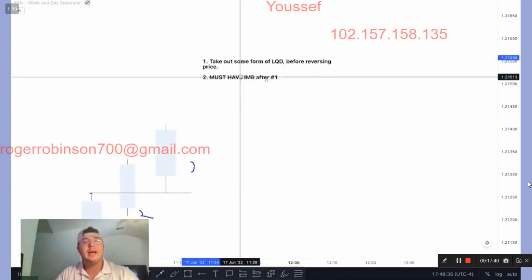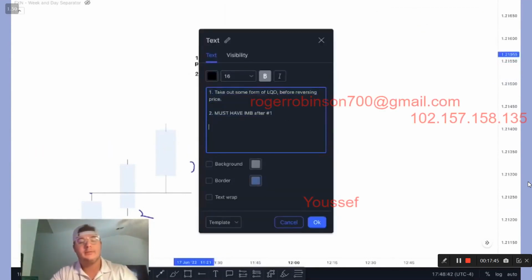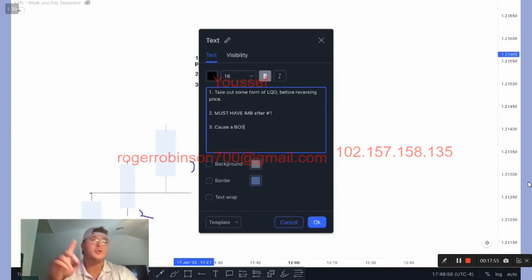All right. After we have that second criteria, the third thing that we must have, again, you can't just have 2 out of 4 or 3 out of 4, you need all 4 things to have an order block. The third thing is that the order block, aka candle 1, must cause a break of structure, a directional shift or a momentum shift.